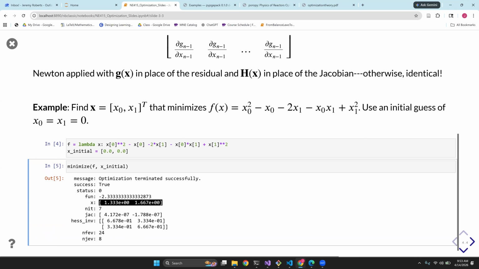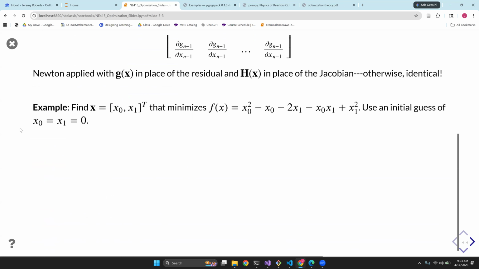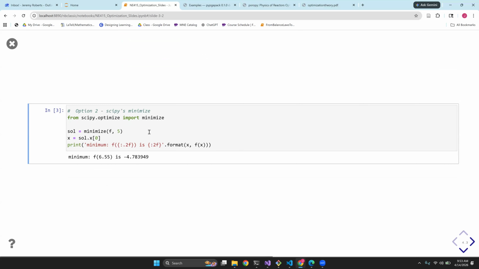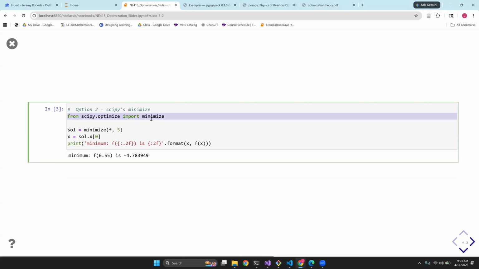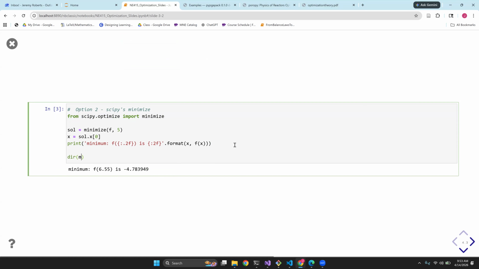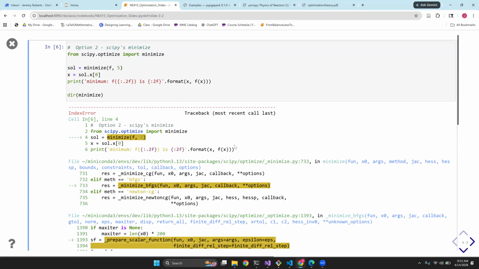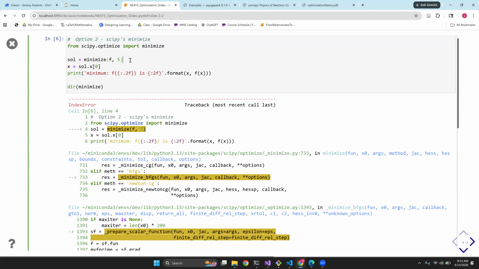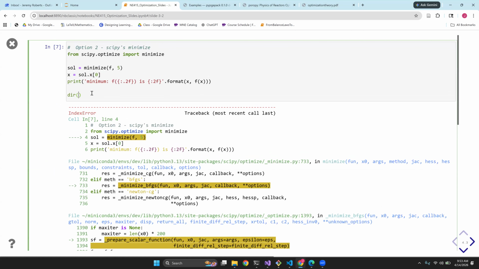What library is that? SciPy.optimize. So yeah, the SciPy.optimize module has several functions. In fact, it's probably worth taking a quick look at the things that it has. So I use my favorite trick of dir, right? Dir. Oh, not minimize, optimize.